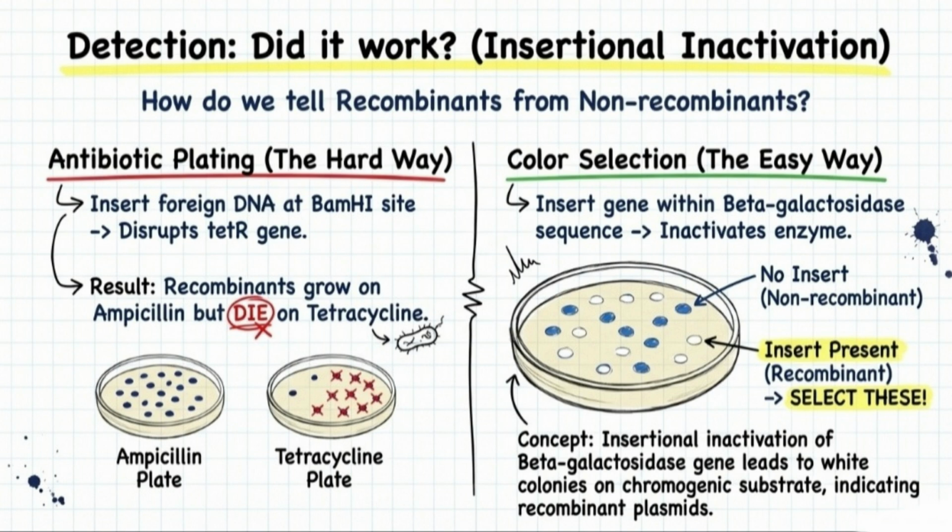Method 2. Color selection, the easy way. Here, the gene is inserted within the beta-galactosidase gene. This insertion inactivates the enzyme. Now observe the colonies on a chromogenic substrate plate.